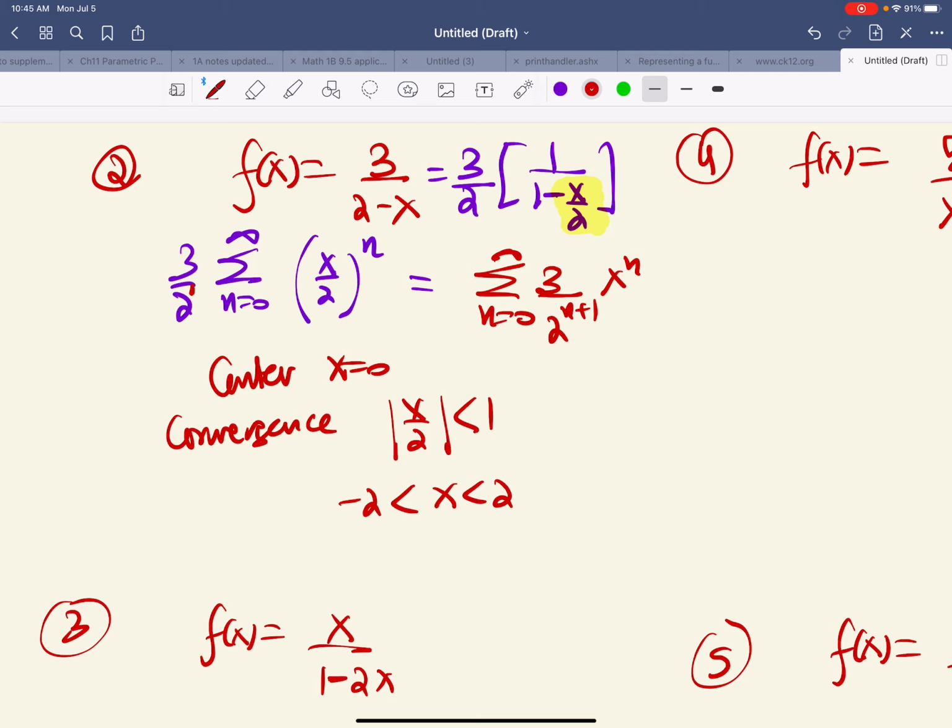I must check the endpoints in this case to find the interval of convergence. Now, for the geometric series, what's going to happen if I plug in x as negative 2? The geometric series would not converge at the endpoint. So my interval of convergence would be negative 2 to 2. Because if the absolute value of r, the common ratio, is equal to 1, then we don't have convergence. So for a geometric series, there's no convergence at the endpoints, so no need to test the endpoints.